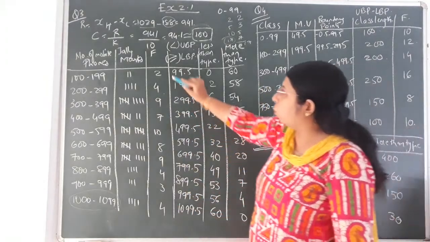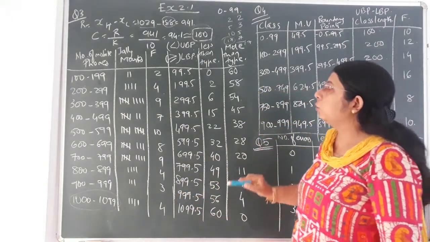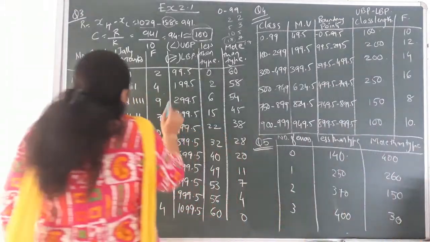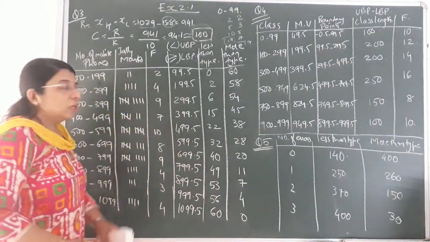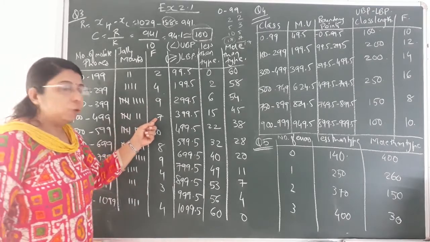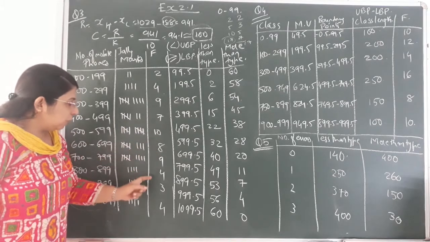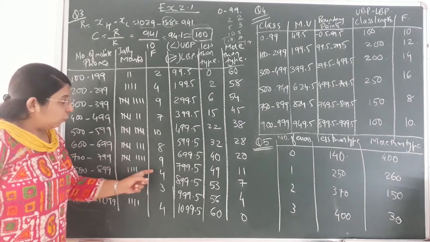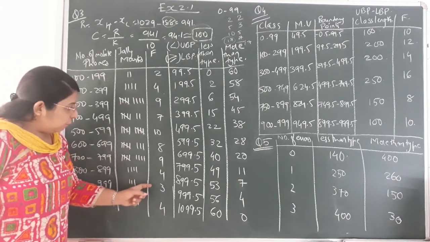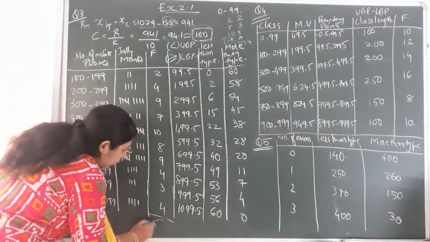We already discussed that whatever total frequency is coming should be equal to the number of data given in the question. Over here we shall count it. 2 plus 4, that is coming to 6. 6 plus 9, it would be coming to 15. 15 plus 7, it would be coming to 22. 22 plus 10, it would be coming to 32. 32 plus 8, 40. 40 plus 9, 49. 49 plus 4, that would be coming to 53. 53 plus 3, 56, and 56 plus 4, that would be coming to 60.